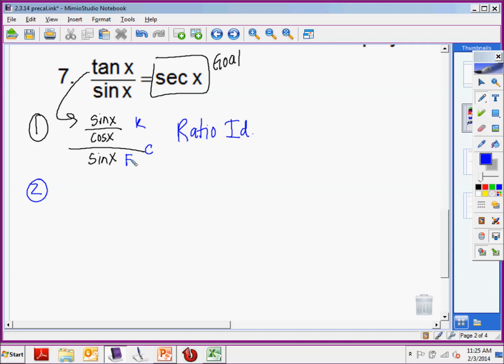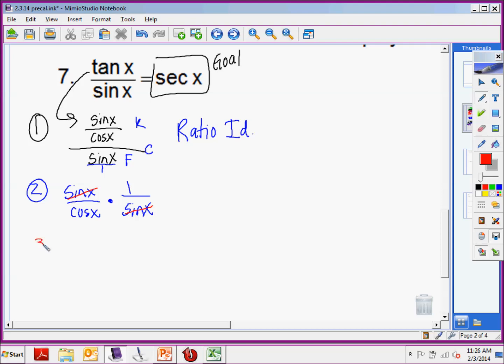So I'm going to keep the numerator, which is sine x over cosine x. I'm going to change my operation from a division problem to a multiplication, and I'm going to flip my denominator. Currently, my denominator is sine x over 1. When I flip it, it becomes sine x. So now all I'm doing is algebra. Do you agree? Yes. Because I have a sine in the numerator and a sine in the denominator, all I do is eliminate.